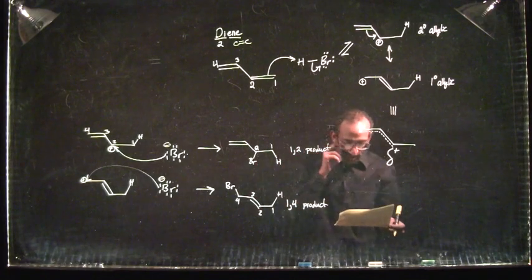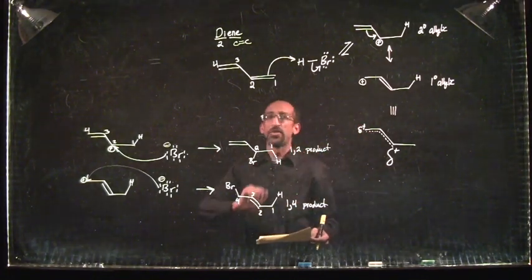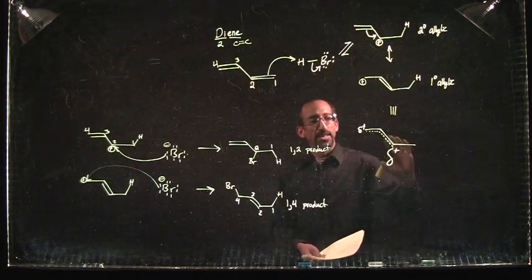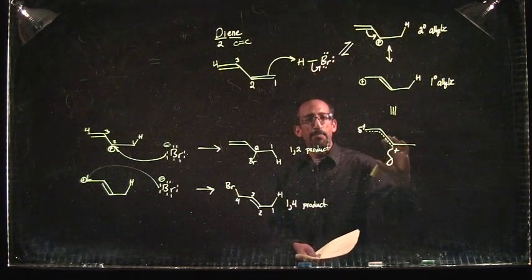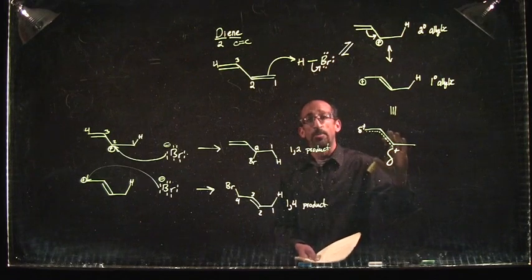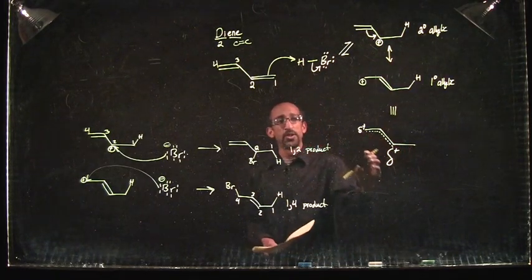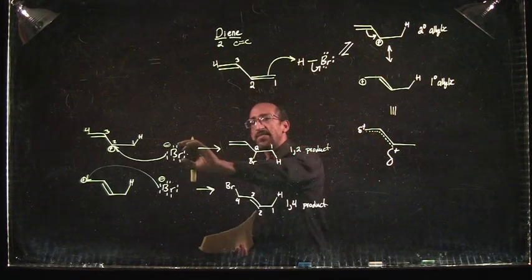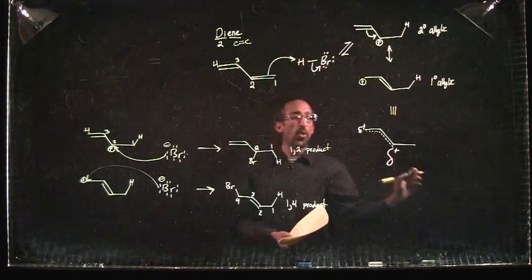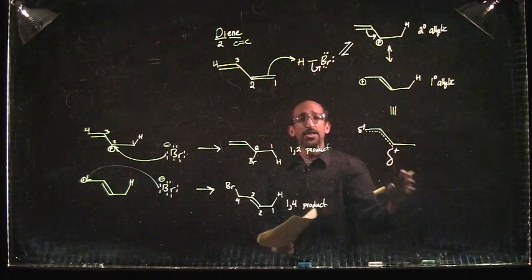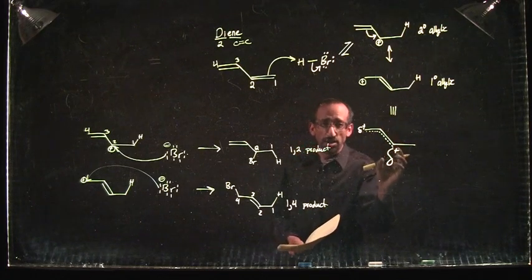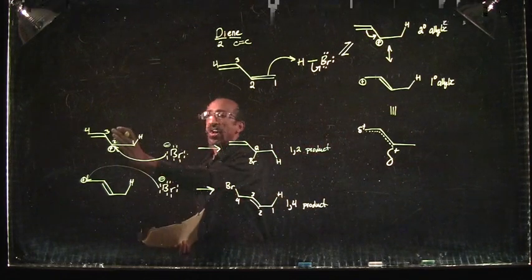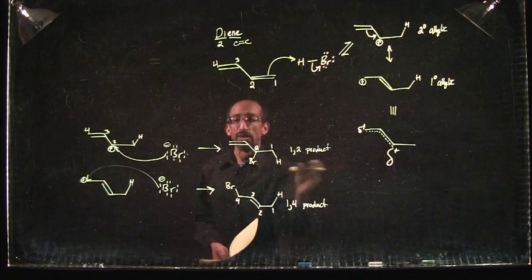Okay, so let's think about these two processes. Considering our resonance hybrid, the majority of that partial positive charge sits on carbon 2. So we can think of carbon 2 as being more positive than carbon 4. This negatively charged nucleophile is more attracted to the carbon that has more positive charge. And so it's very fast for this bromine to react with carbon 2 and give our 1,2 product.